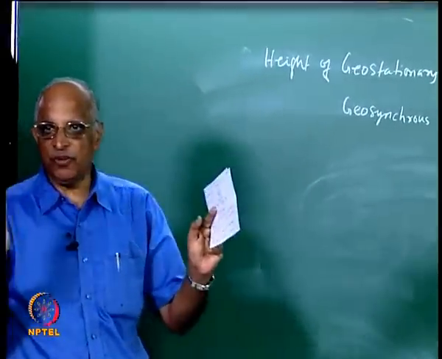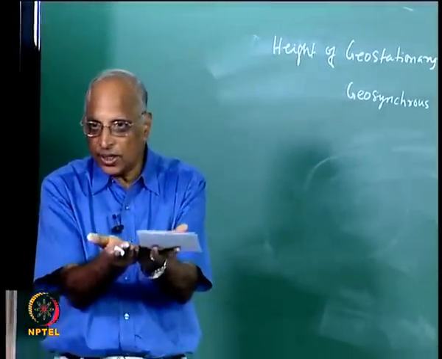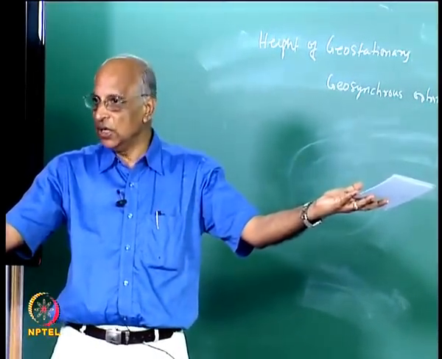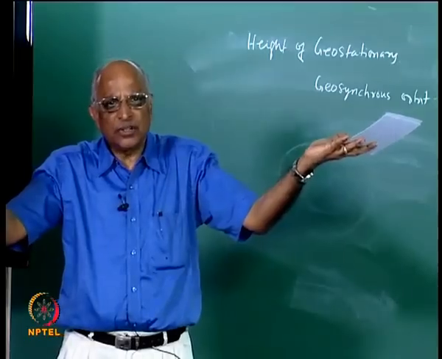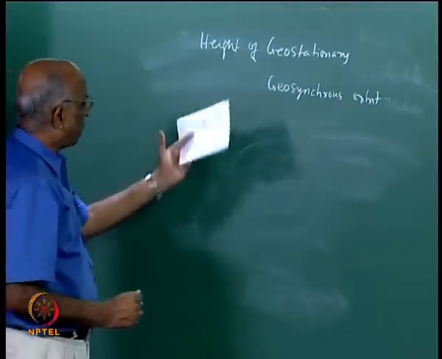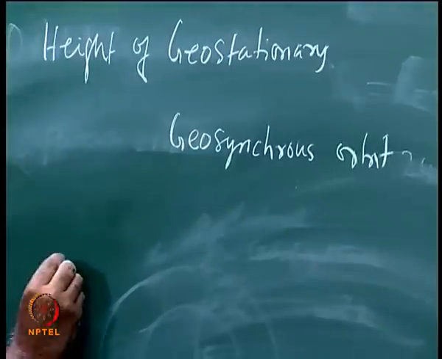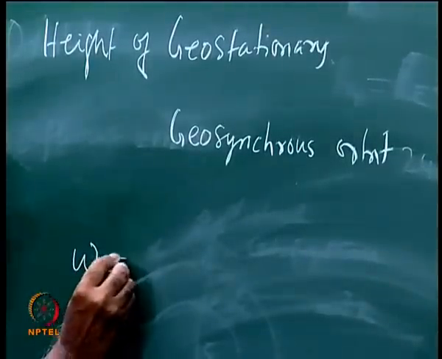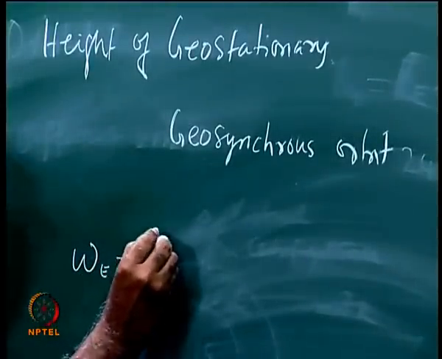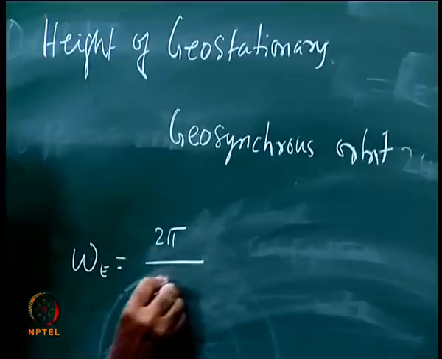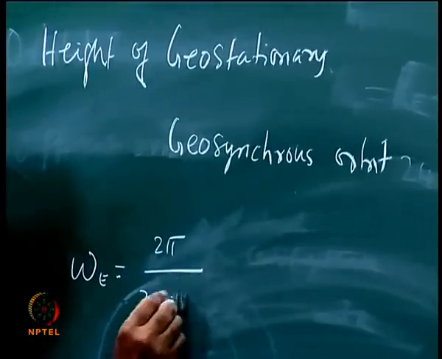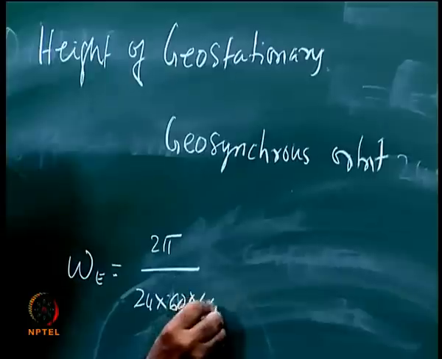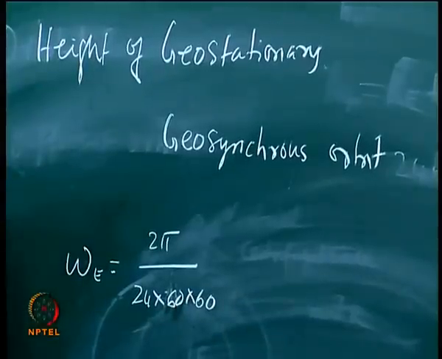And what is the difference between the two? Geostationary is in the plane of the equator, the equatorial plane, whereas geosynchronous could be in any plane. That is the difference. Okay, we want to find out, therefore we do the same thing. Rotational period of the earth: it rotates through 360 degrees, that is 2 pi radians, in 24 hours, that is 24 into 60 into 60 seconds, which gives the angular velocity.